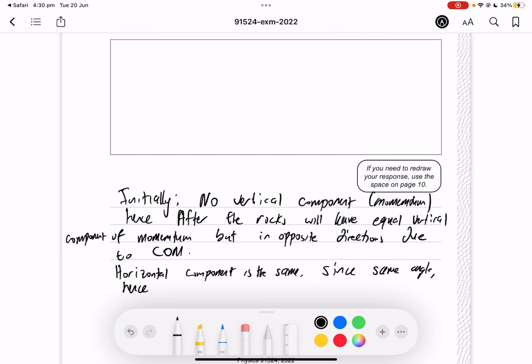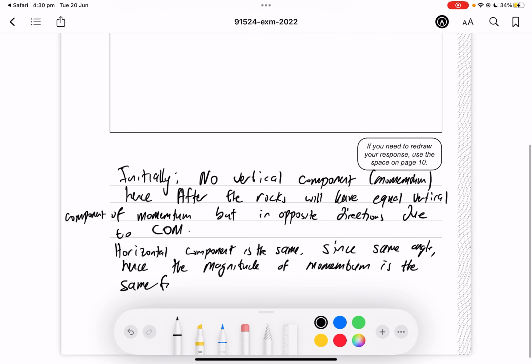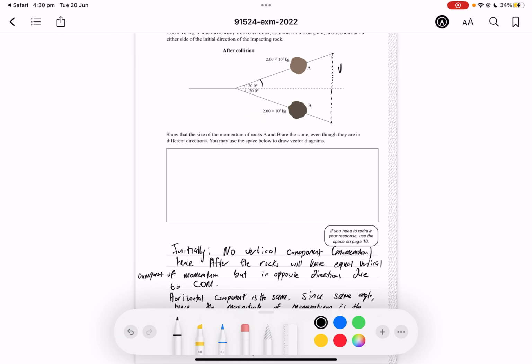Hence the magnitude of momentum is the same for both rocks. Yeah, that's all we really need to say here. I don't think there was too much to be said there, since it should be fairly obvious that they should have the same size of momentum. So that will be our answer there.